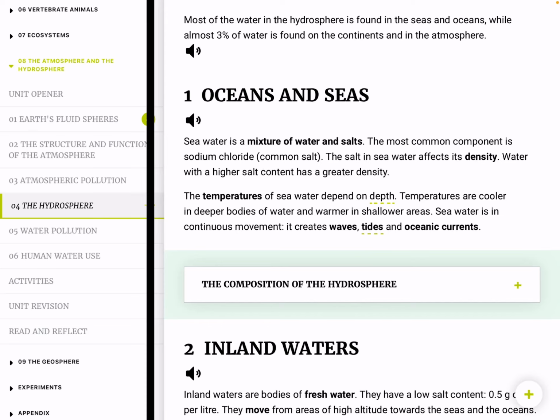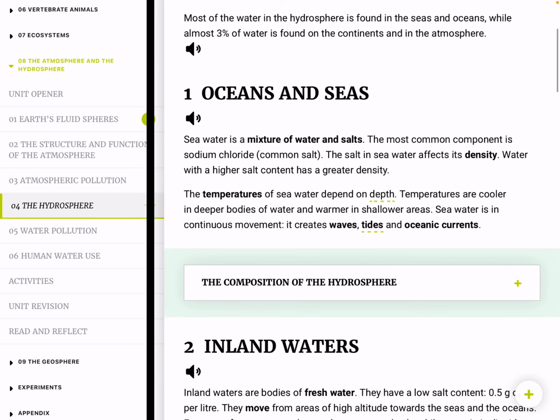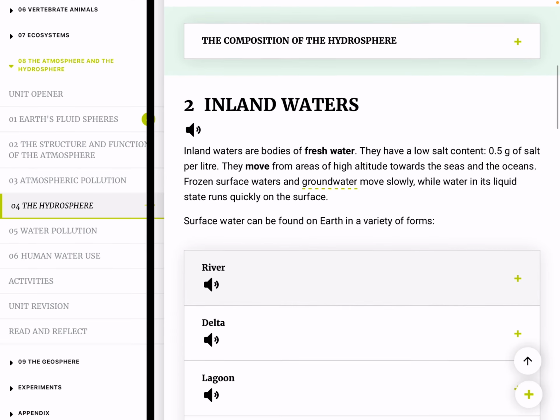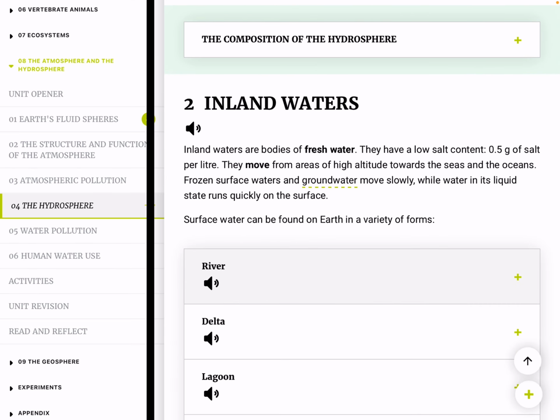Most of water in the hydrosphere is found in seas and oceans, while almost 3% of water is found on the continents and in the atmosphere. So, in general, we can consider about 75% of the total surface on Earth is covered by water, but 97% of that water is present in oceans and seas. Inland water, okay, we consider them as bodies of fresh water, only contains about 3% of the total amount of water in our planet.